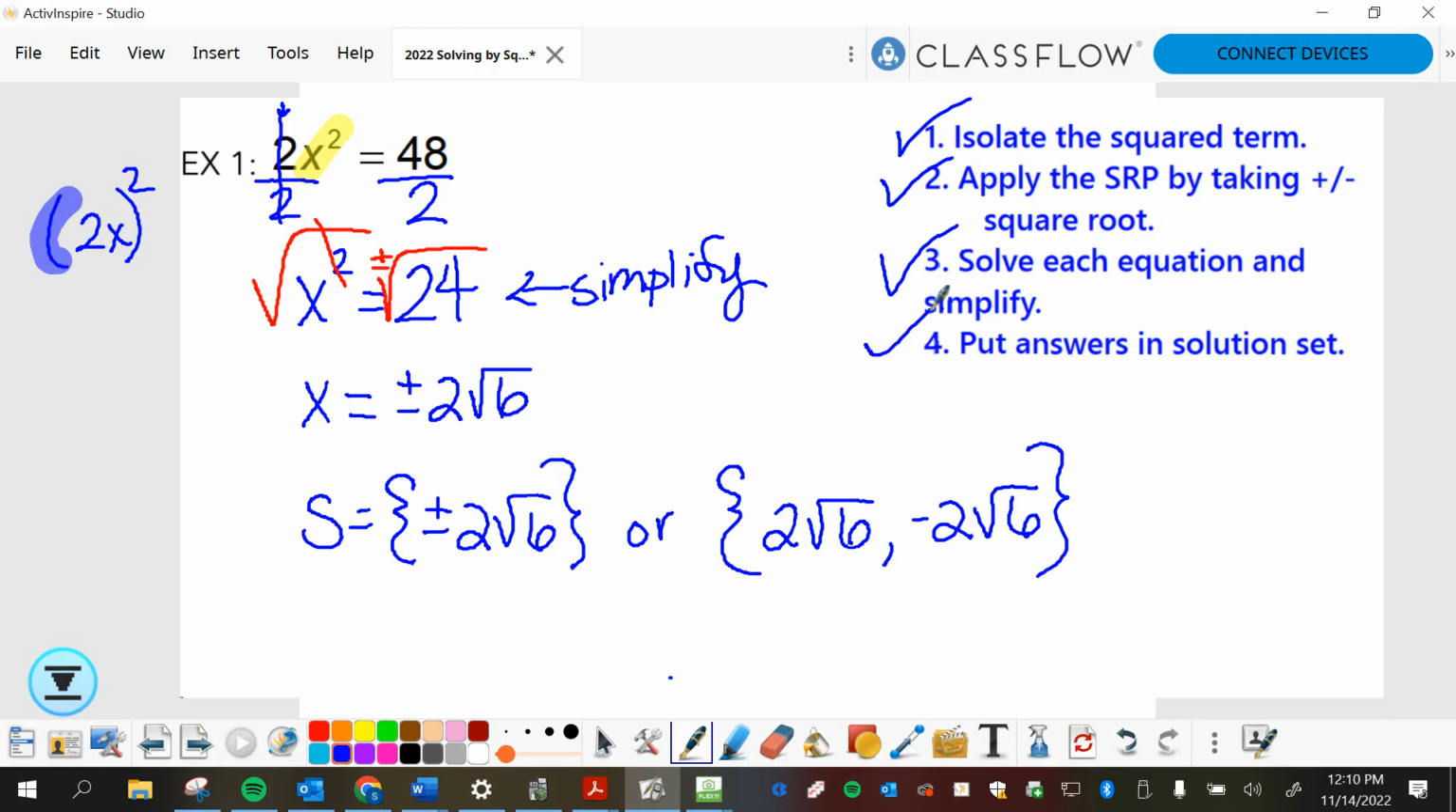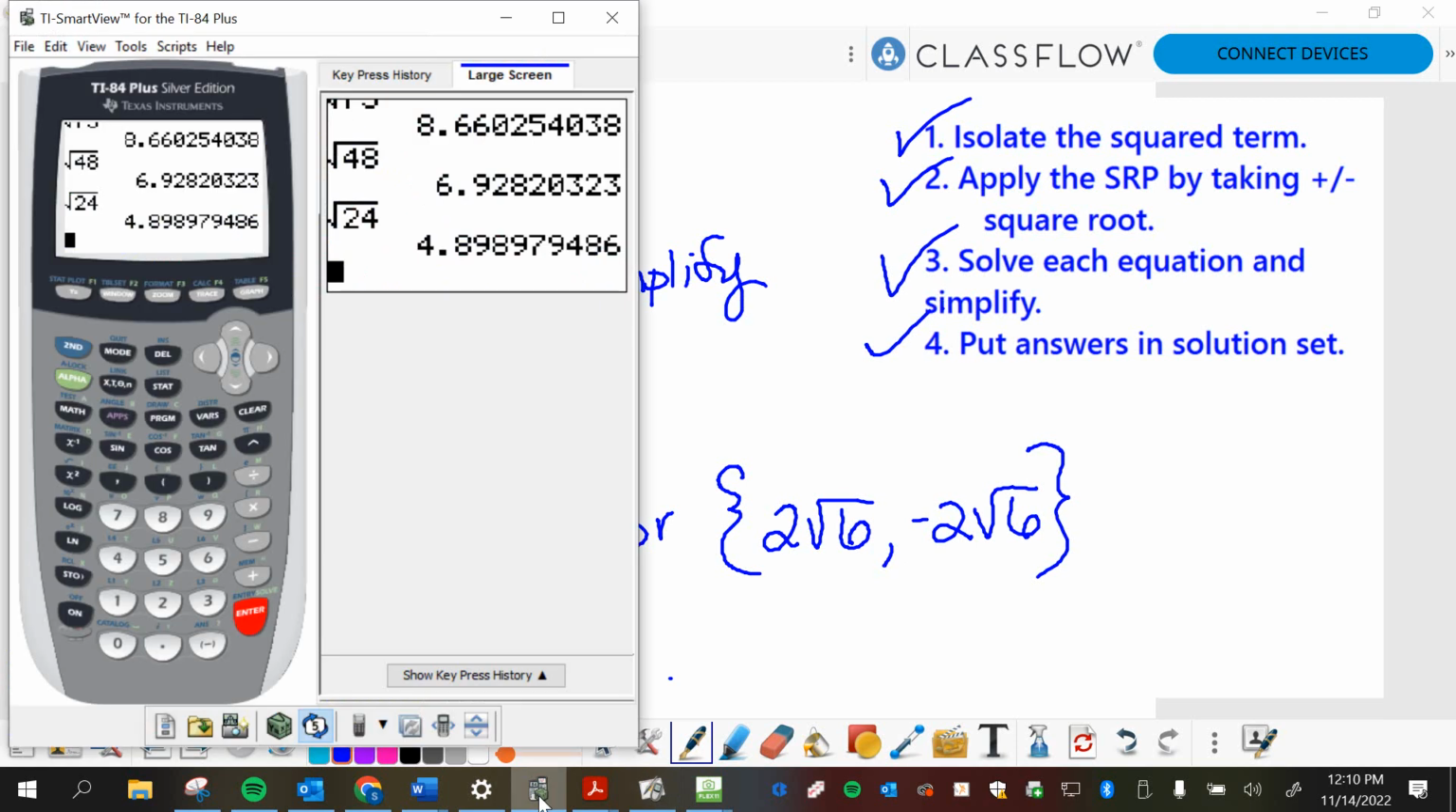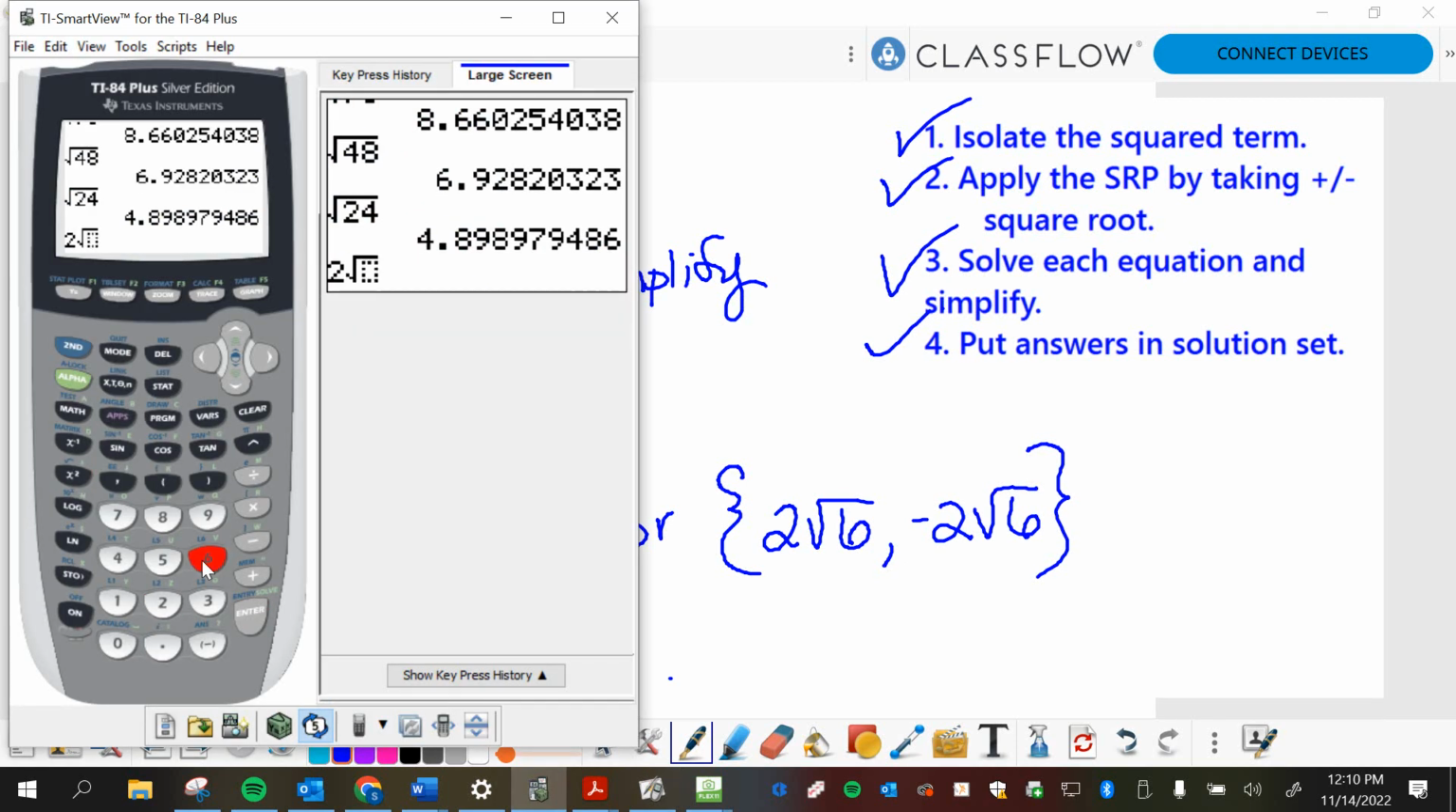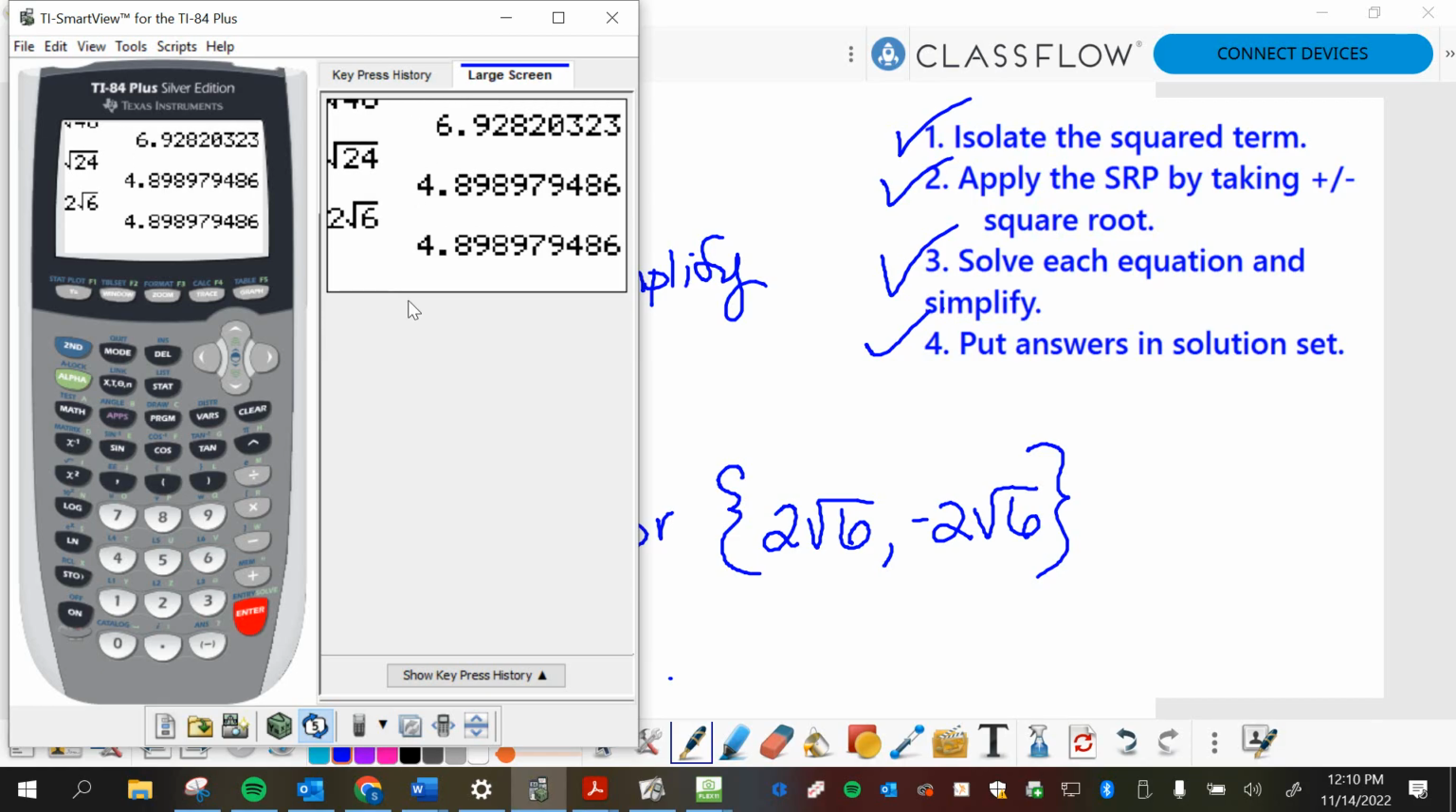Any questions on this one? Oh, you know what's a good way to check? Like if you're not sure, did I simplify that correctly? What you can do is you can go to your calculator and you can type the simplified version, 2 square root 6, and see if it gives you the same trashy decimal. If it does, then you simplified it correctly.